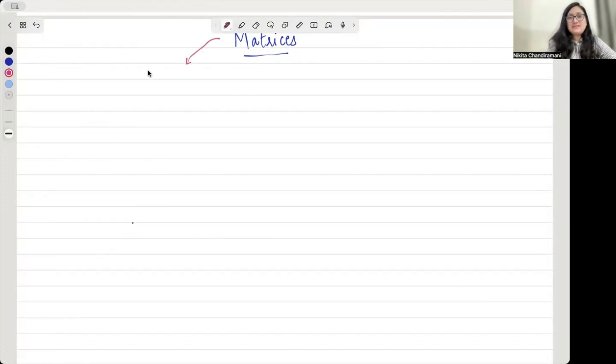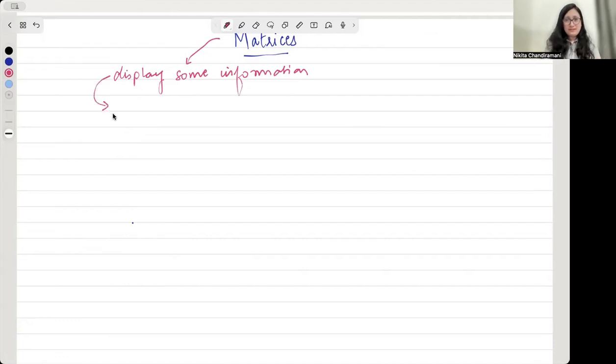Matrices are used to display some sort of information. Now, in what form? Matrices represent information in the form of rectangular arrays. So this is how the array looks, an array of numbers if I have to plot. So let's say I plot here 5, 8, 7, 6, 4, 2. This is an array, and this is how a matrix is formed. Now, a single would be called a matrix, multiple would be called matrices. This is how we call them.